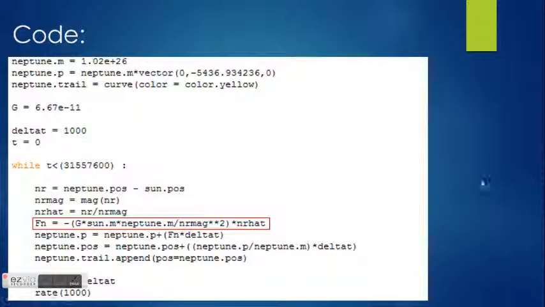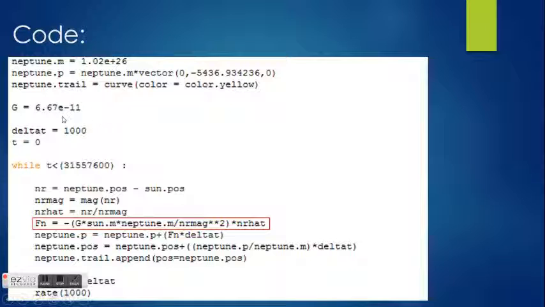Here's a quick snippet from the code. In this snippet I only included Neptune, since in the real code there are all the planets and that can get kind of jumbled. Right here, as you can see, you've got Neptune's mass, and the momentum, which is just its mass times its initial velocity vector. Right here is just a trail outlining it as it moves.